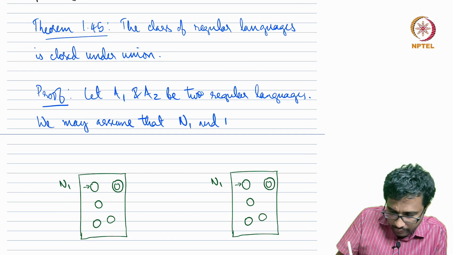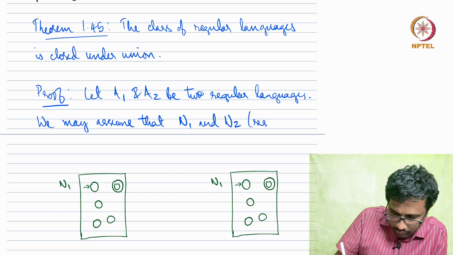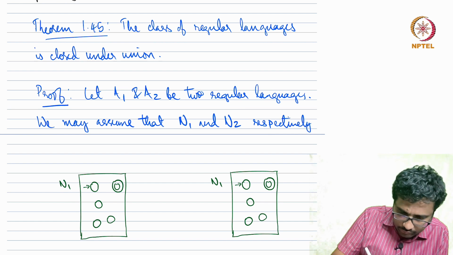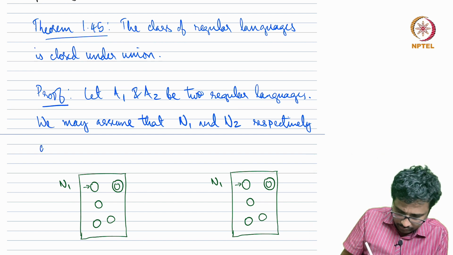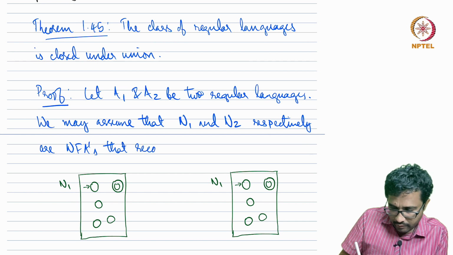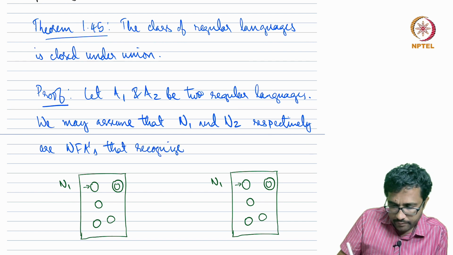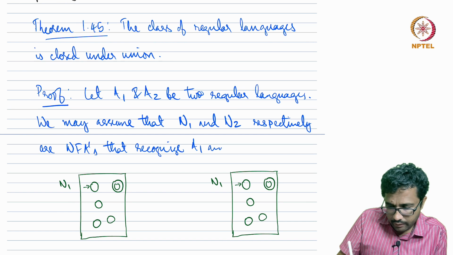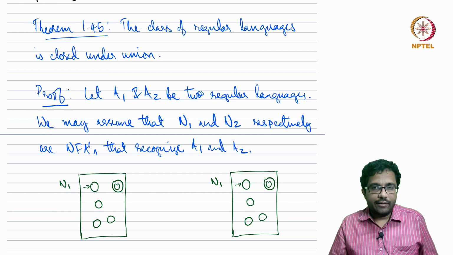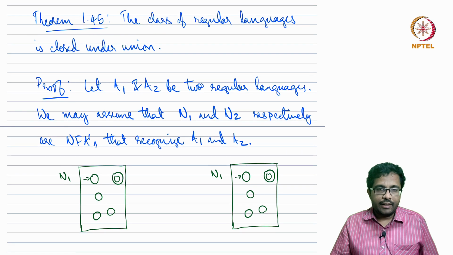So, we may assume that N1 and N2, respectively, are NFAs that recognize A1 and A2. Now the goal is to build an NFA that recognizes the union.